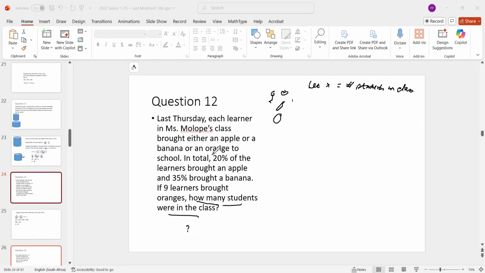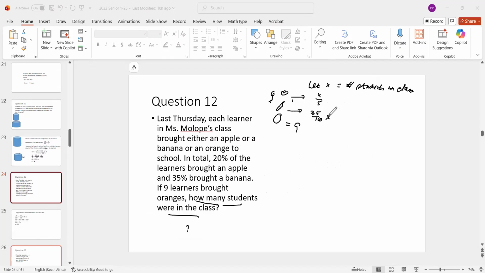So it is said that 20% of the learners brought an apple. So the apple people were 20%, which is 1/5. So you have to divide the number of learners by 5 to get 20%, right? And 35% brought a banana. Okay, that's not so easy, but it's 35 over 100 times x. That's 35%. If 9 learners brought oranges, so this equals 9, how many students were in the class?